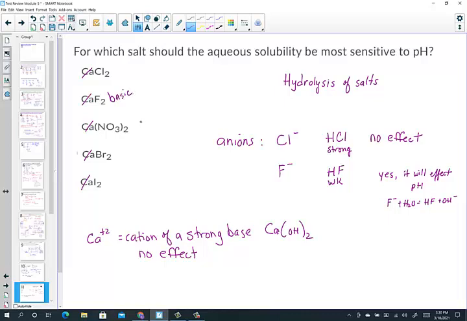We'll just keep going. Parent acid here, HNO3, this is strong, no effect. Parent acid here, HBr, this is strong, no effect. I can spell and talk at the same time. And then HI is also one of the strong acids, so therefore no effect. The key here is realizing that fluoride is the only anion of a weak acid parent, therefore it will undergo hydrolysis, and therefore it is sensitive to pH.